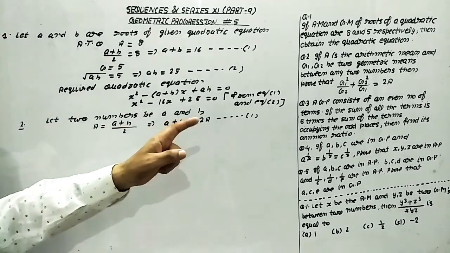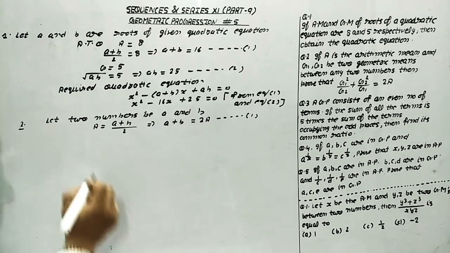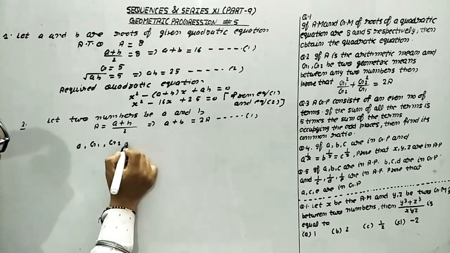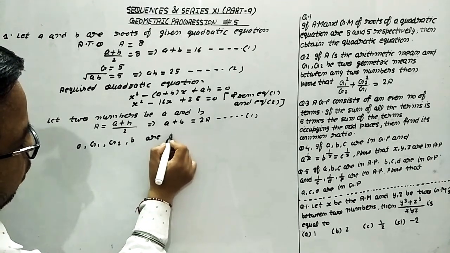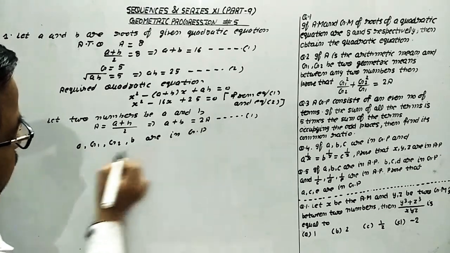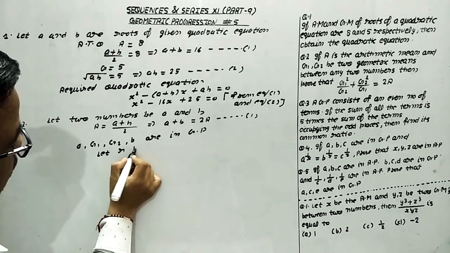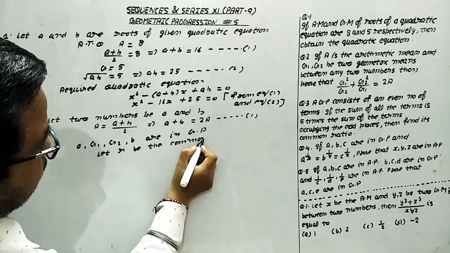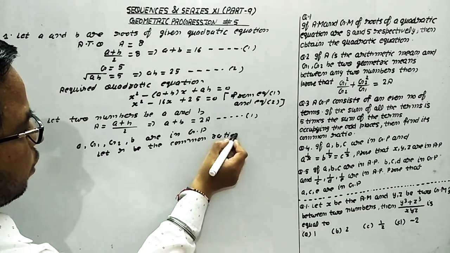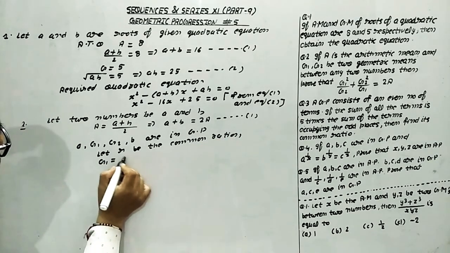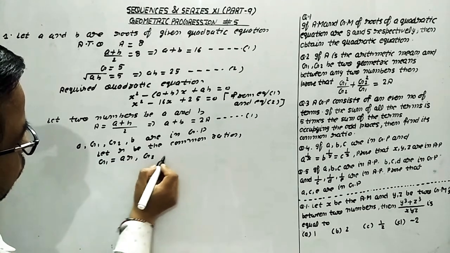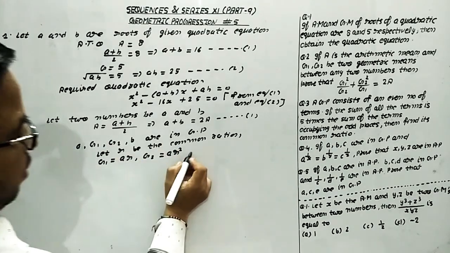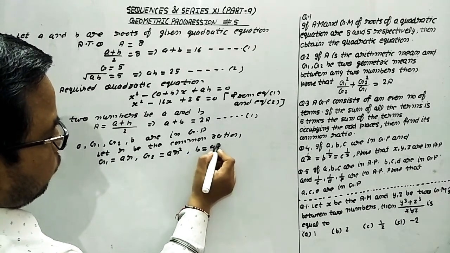Now, another thing, G1 and G2 are the two geometric means. It means A, G1, G2 and B are in GP. Let R be the common ratio. Then look at this thing. What will be the value of G1? G1 is equal to AR. What is G2? G2 is equal to AR square. And what is B? B is equal to AR cube.